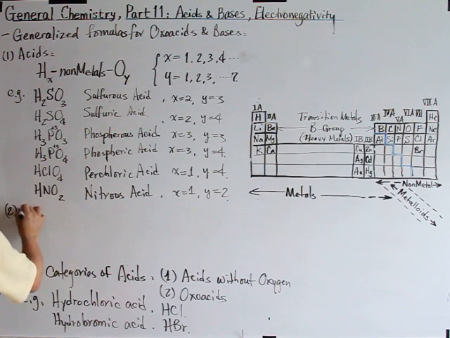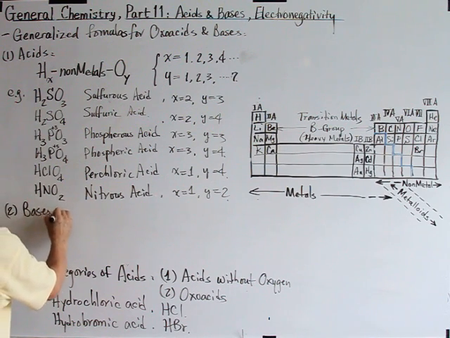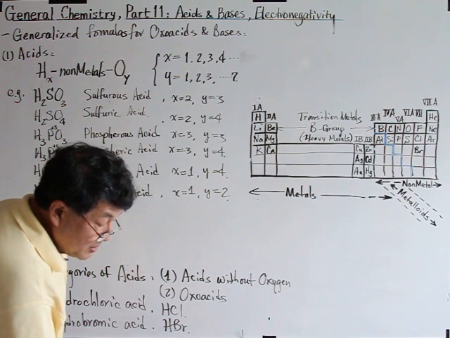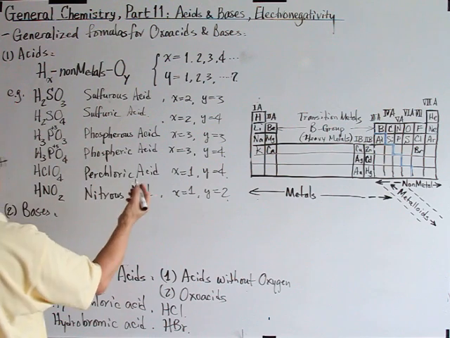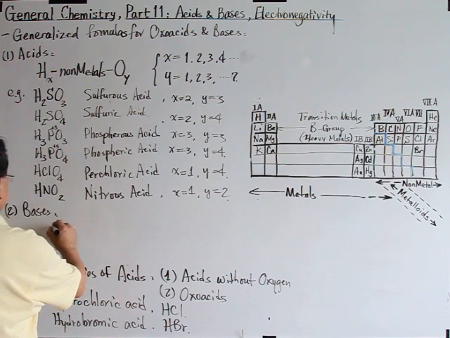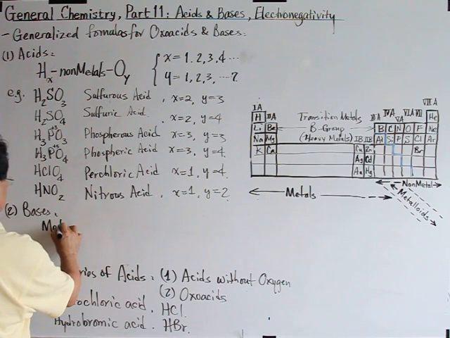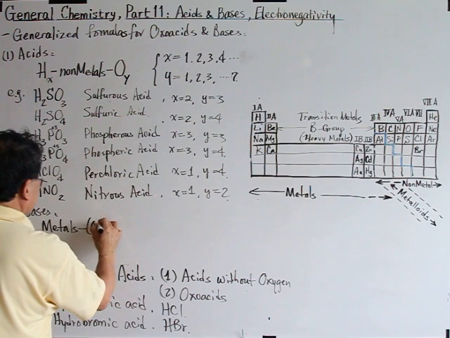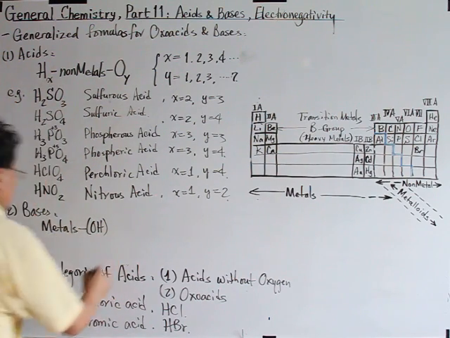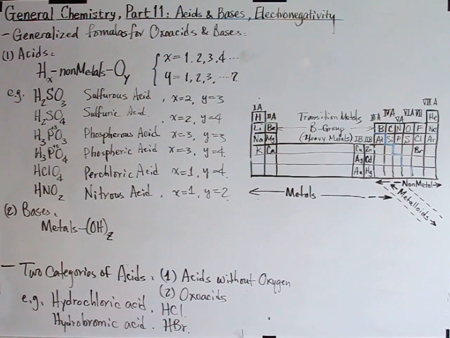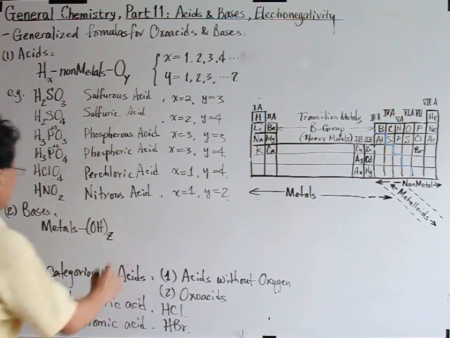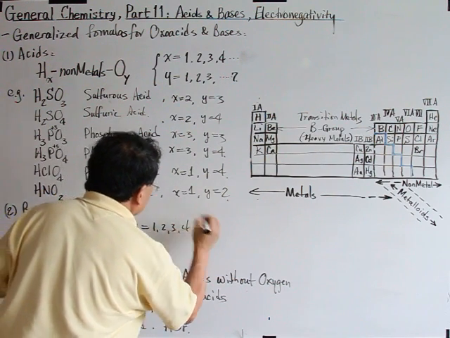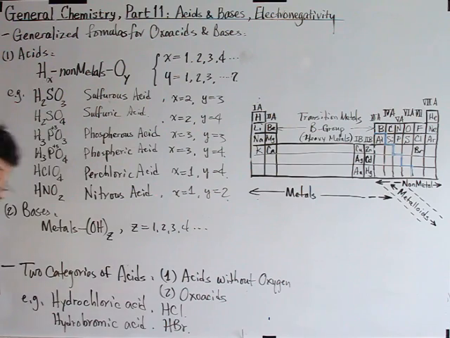Now number 2, bases. I still have how many minutes? Oh, 11 minutes. Bases. The generalized form of a base is what? It's a metal, it's gotta be different. Metal connected with, let's put a parenthesis, OH, hydroxide, in Z number, and the Z value could be 1, 2, 3, 4. That's the generalized form for the base.